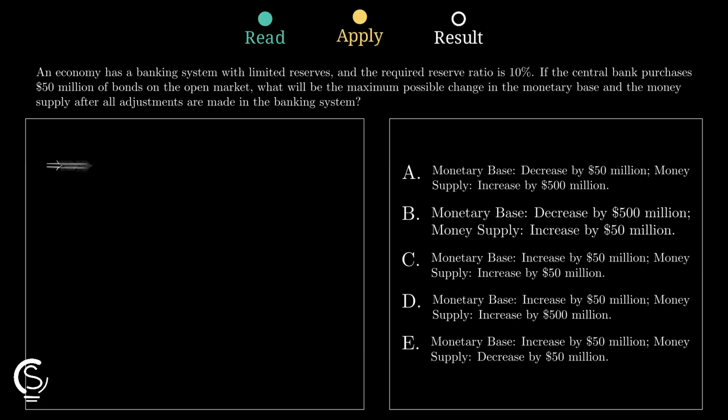Next, we find the money multiplier by taking 1 divided by the 10% reserve ratio. That gives us a multiplier of 10, which determines how much the total supply grows.